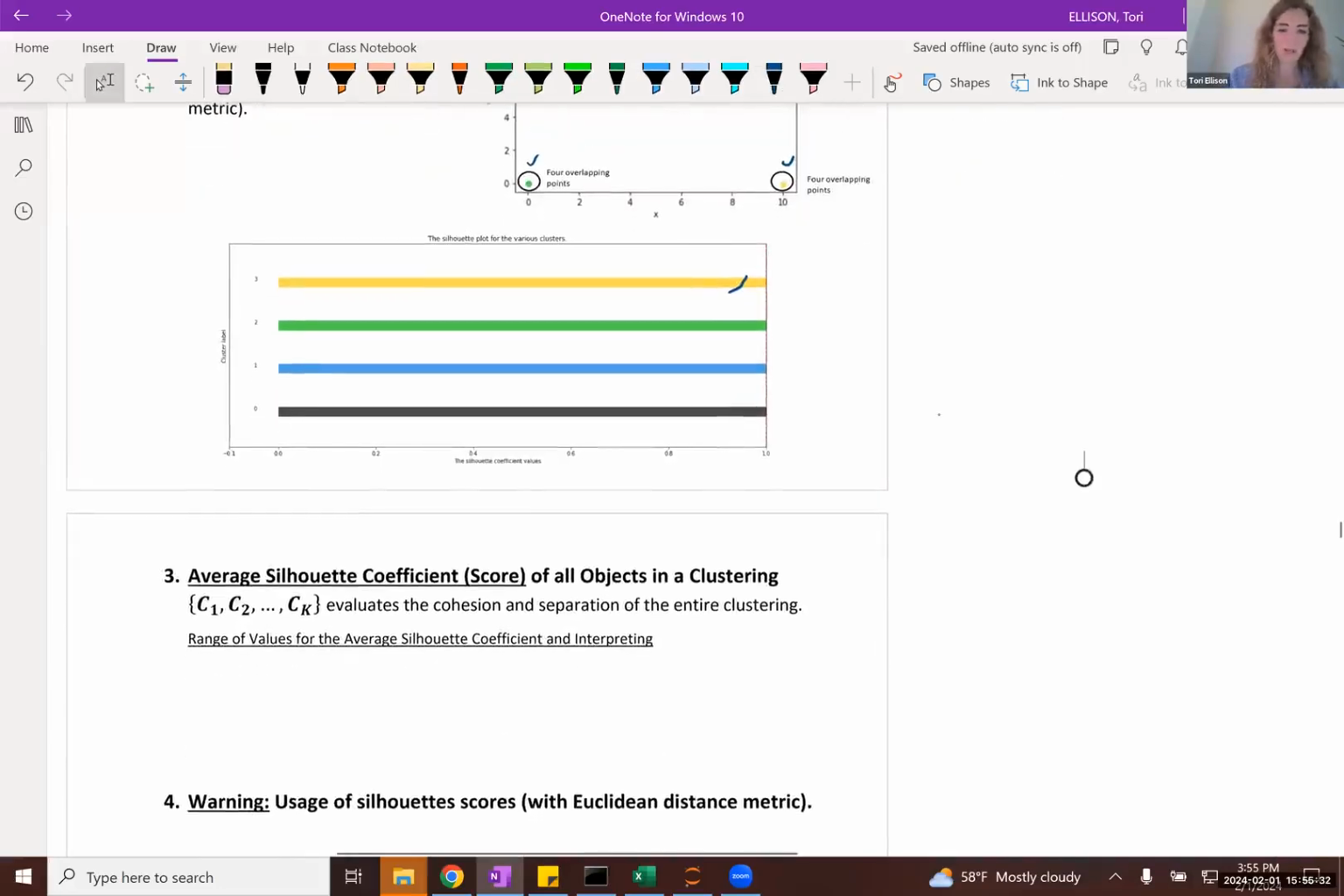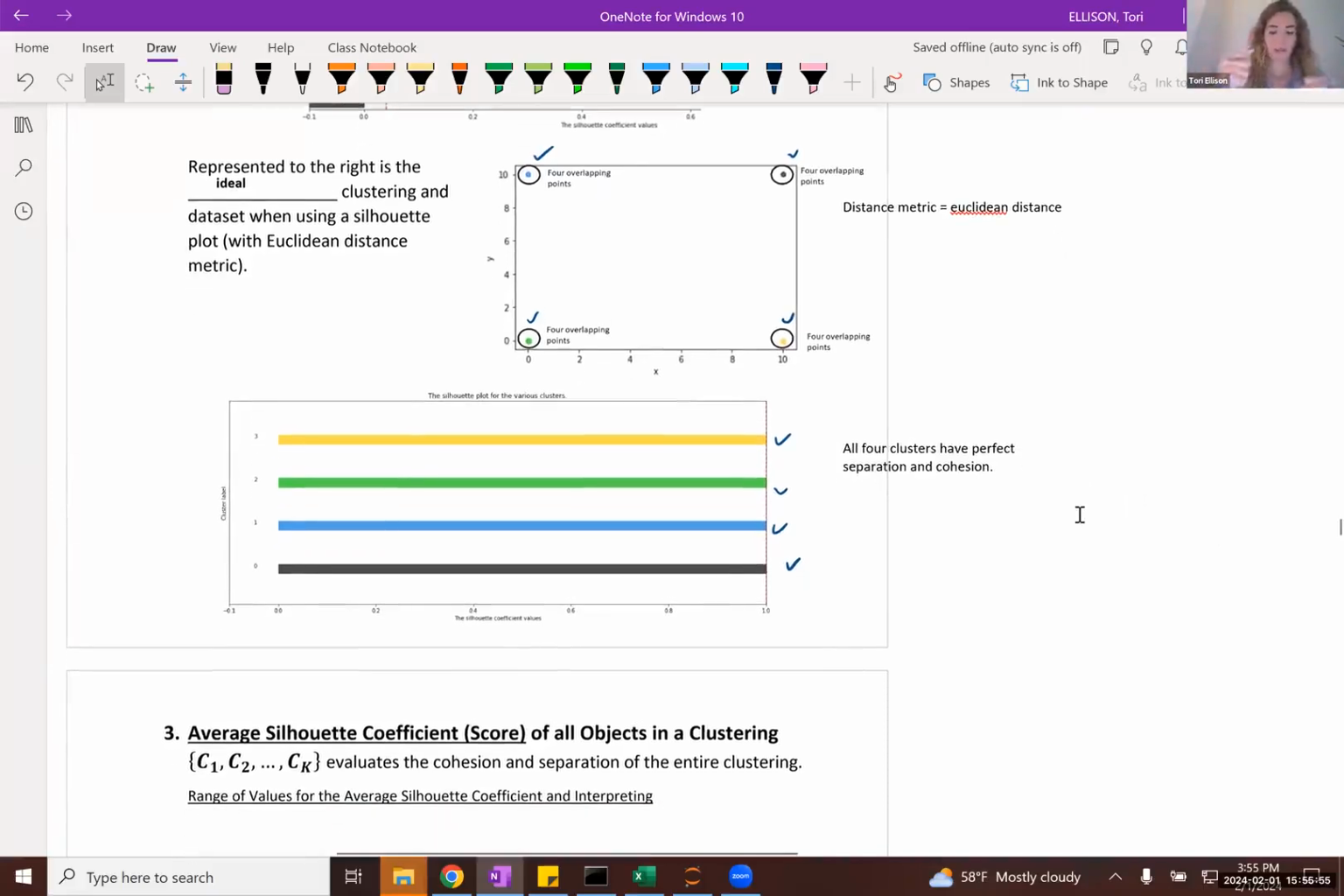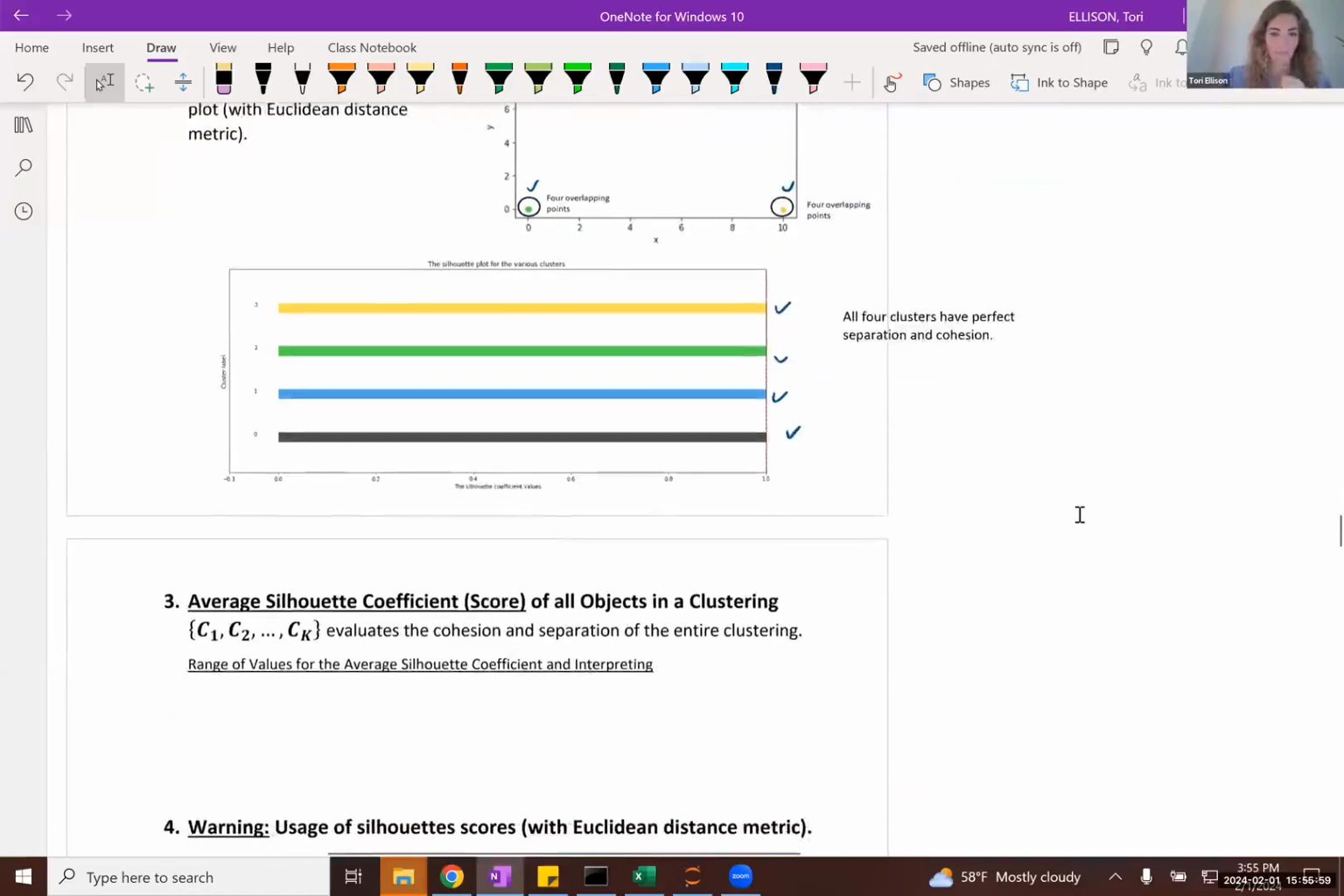And so what a silhouette plot allows us to do is to evaluate the cohesion and separation of each of the clusters individually. So we can see, for instance, that all 4 clusters have perfect separation and cohesion in this very ideal scenario. So the silhouette plot allows us to evaluate cohesion and separation of each of the clusters independently.